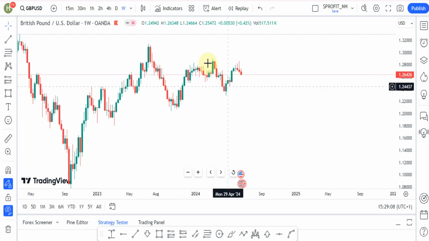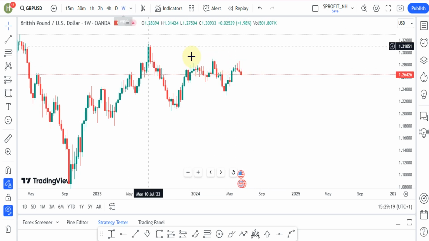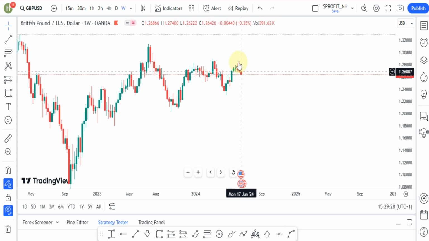If you look at this point, we have a strong resistance zone, whereby you see this market has failed to break above it from this weekly time frame. You see the market has failed to break above this resistance zone. Then we have these rejections at this point, and you see that sellers have taken control of the market.